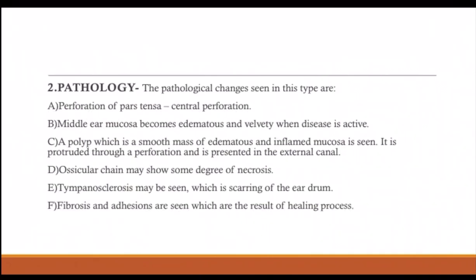Pathology. The pathological changes seen in this type are perforation of pars tensa, which is a central perforation. Middle ear mucosa becomes edematous and velvety when disease is active. A polyp, which is a smooth mass of edematous and inflamed mucosa, is seen. It is protruded through a perforation and is presented in the external canal in most of the cases.